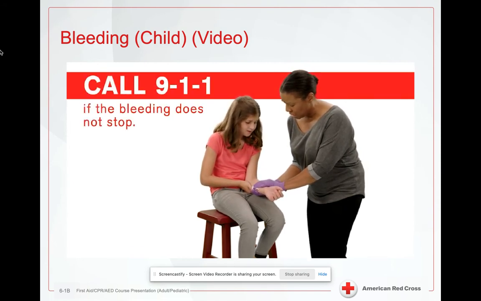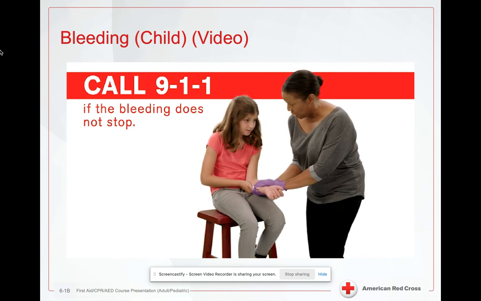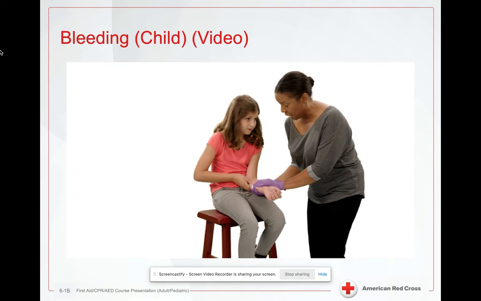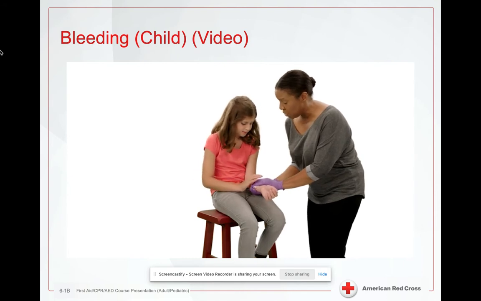If the bleeding does not stop, call 911 if you have not already done so. Continue to care for the person and monitor for shock. Now we're going to check circulation, okay? Okay, so I want you to replace my hand with yours on the count of three. Ready? 1, 2, 3.